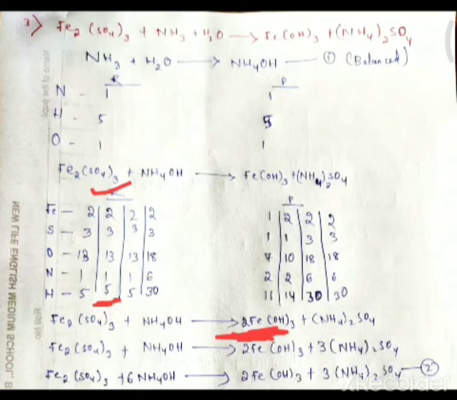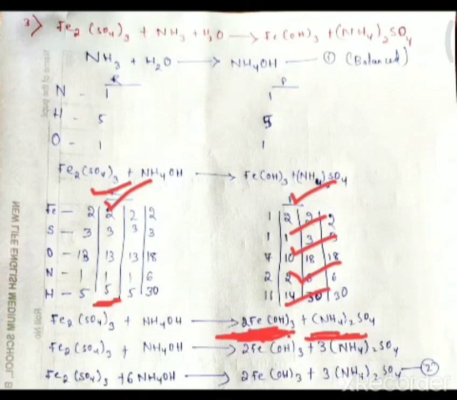So what will you get? In the product side we will get 2 atoms of iron, then sulfur nothing, 1 only, then oxygen how many? 3 times 2 is 6 plus 4, 10. Okay, then nitrogen 2 and hydrogen 14, because 3 times 2 is 6 plus 4 times 2 is 8, 8 plus 6, 14. And in the reactant side we have not made any change, so we will write the same.